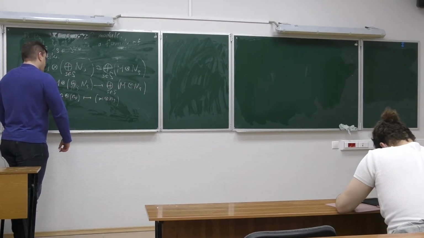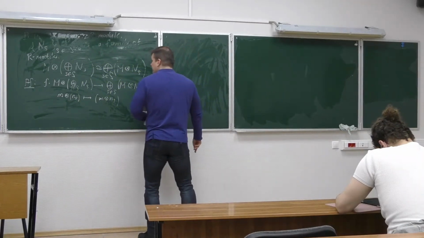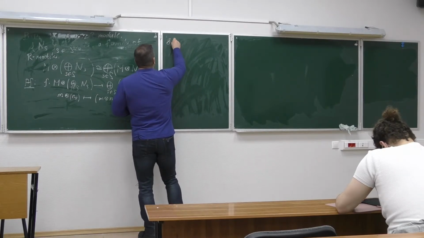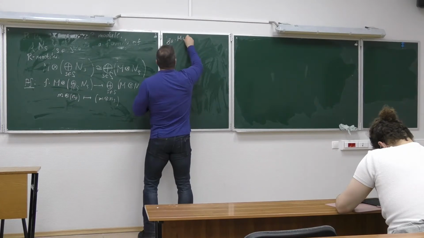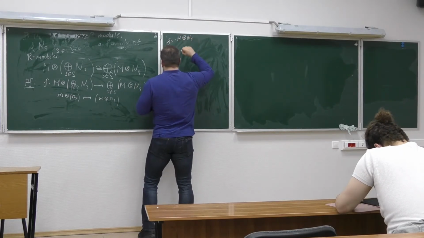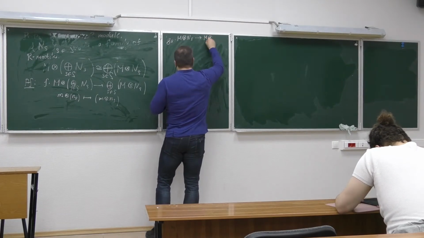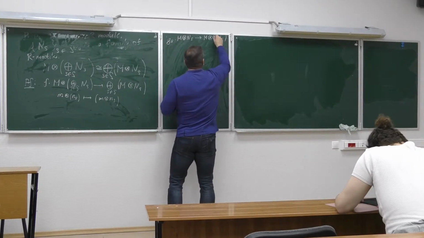Now, let's do the map in the other direction. In the other direction, I'm going to define it in two steps. First of all, I'm going to define maps g_s. This will be a map from M tensor N_s to M tensor the direct sum of all these N_s.